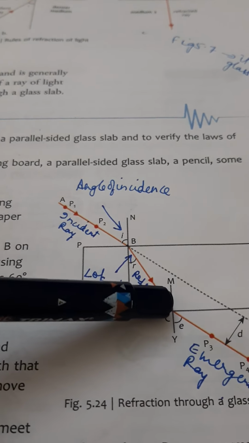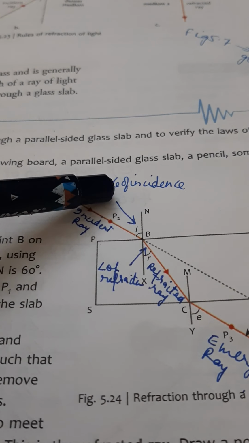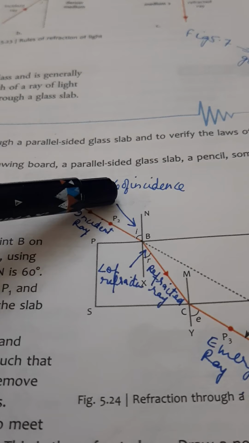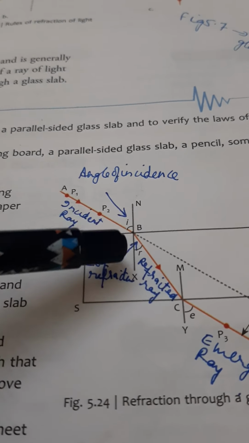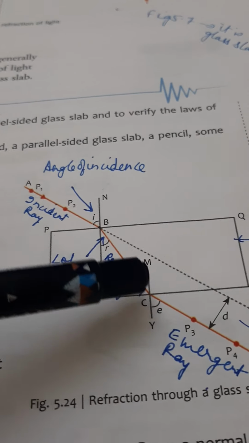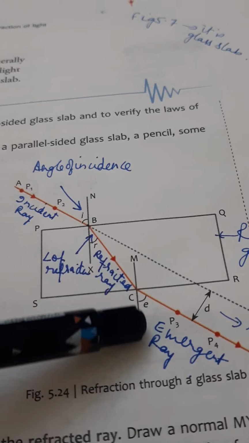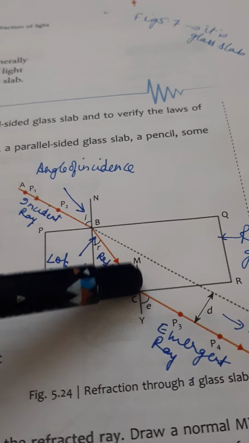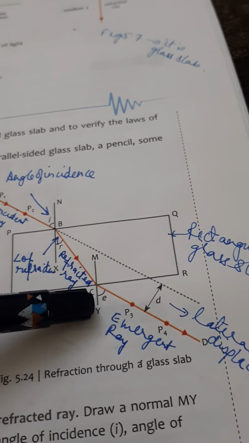The angle between the incident ray and the normal, written with a small i, we call the angle of incidence, which I have already told you in the first video. The angle between the refracted ray and the normal is called the angle of refraction. Now this emergent ray makes an angle, small e, with the normal, which we call the angle of emergence.